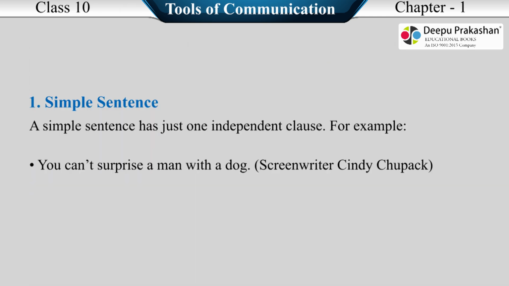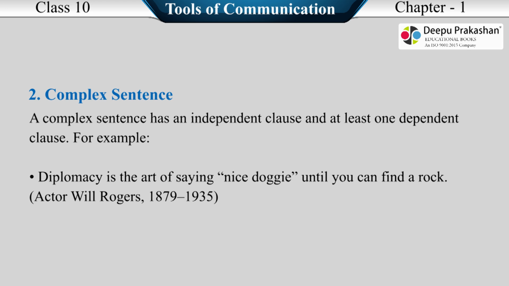1. Simple sentence. A simple sentence has just one independent clause. For example, you can't surprise a man with a dog. Screenwriter Cindy Chupak. 2. Complex sentence. A complex sentence has an independent clause and at least one dependent clause. For example, diplomacy is the art of saying, nice doggy, until you can find a rock. Actor Will Rogers, 1879 to 1935.